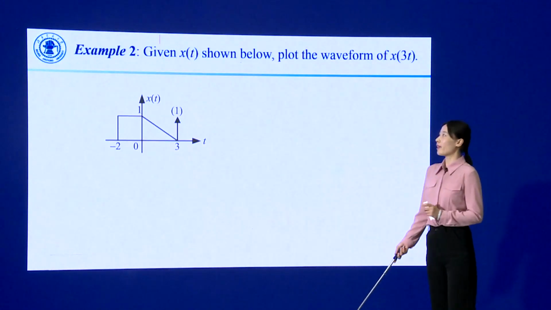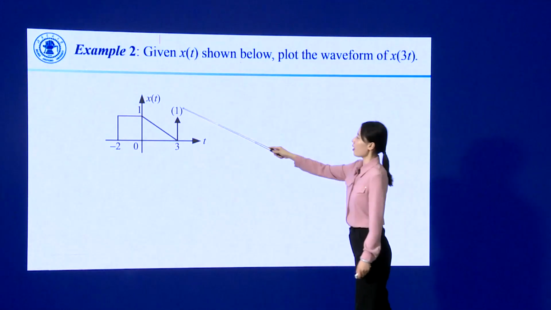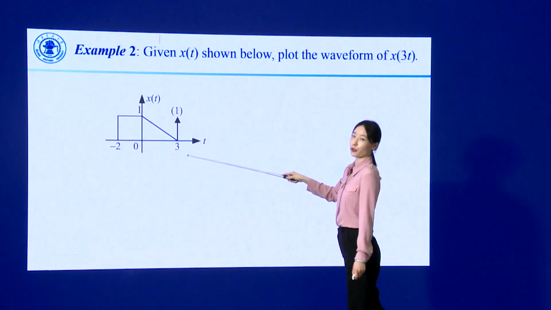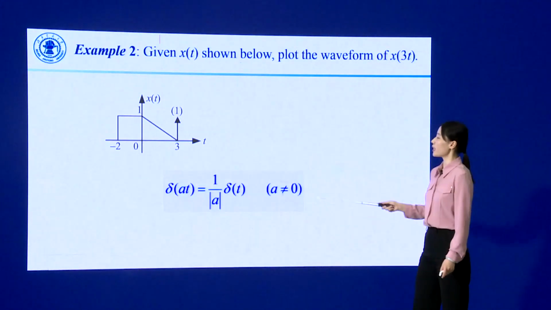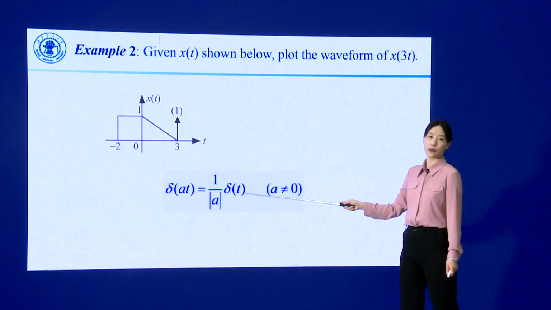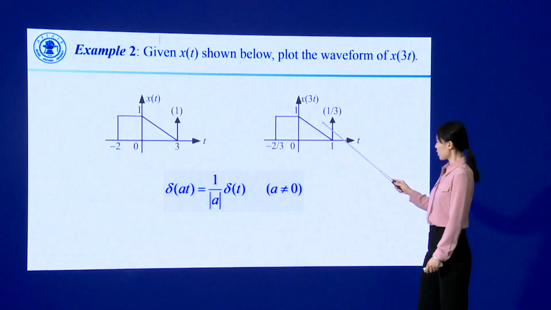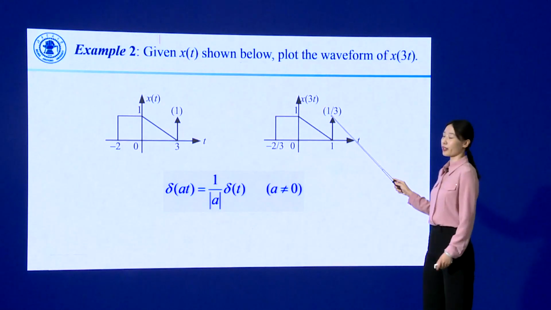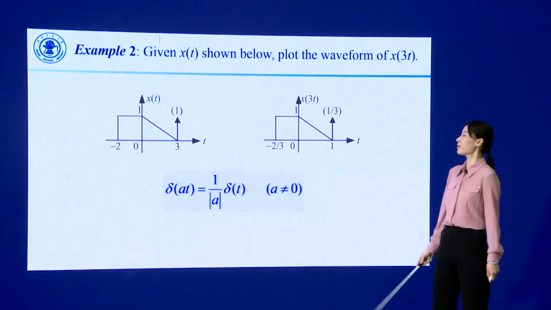Now, let's give another example. In these signals, there is one impulse signal. Thus, when we do the scaling, you should use the scaling properties of delta(t). It should be noted that the strength of this impulse signal is changed from 1 to 1/3.